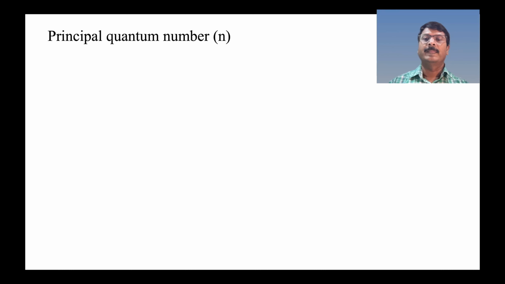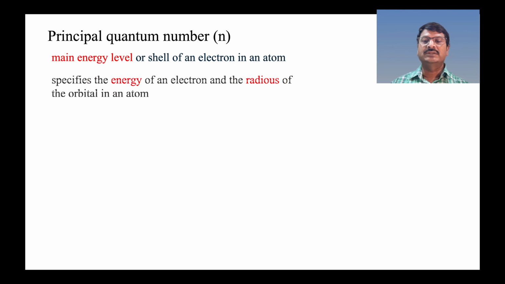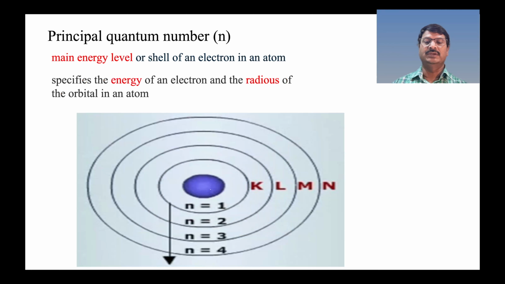First, let us come to the principal quantum number. A principal quantum number is nothing but the main energy level. According to the Bohr theory, the electrons revolve around the nucleus in a certain orbit. For example, in the Bohr theory atomic model, this is the nucleus, and around this nucleus the electrons are revolving in certain orbits. These orbits are called the principal quantum number. These are also called main energy levels. So where the electrons are located or revolving around the nucleus is called the principal quantum number or main energy level.